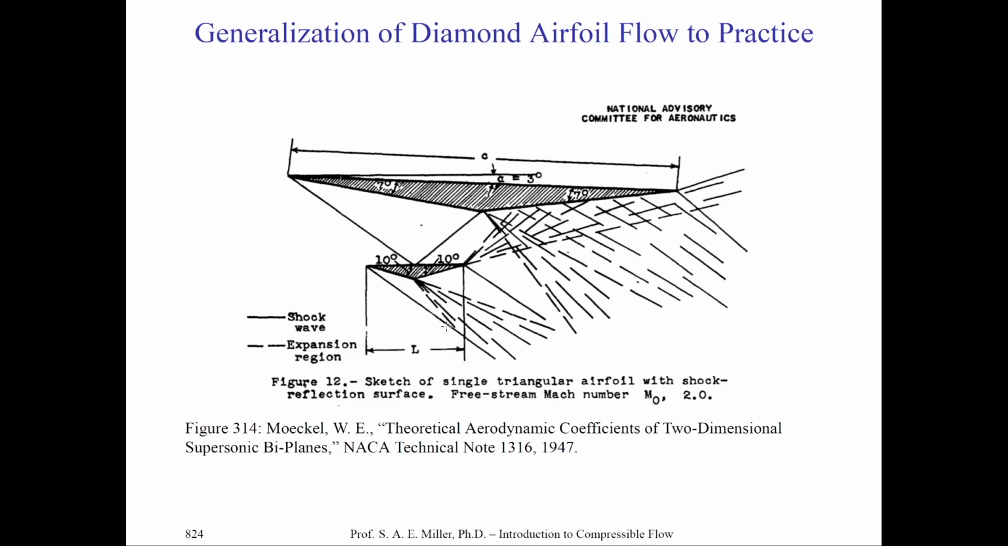This is what's shown in the report by Malkal. You'll see it now has a length L, and the upper triangle has a longer length C. It's again at a small angle of attack. Here we have a leading oblique shock which bounces off the lower part of the cowl, if you will, and returns and creates an expansion. This is an optimal configuration.